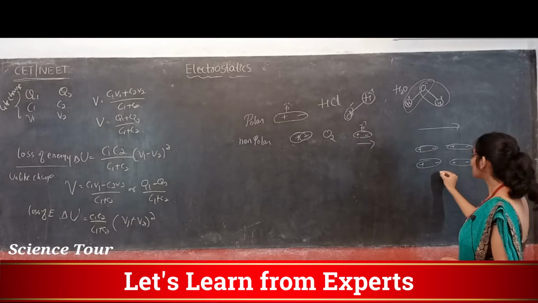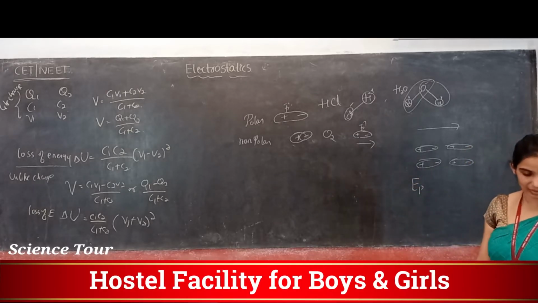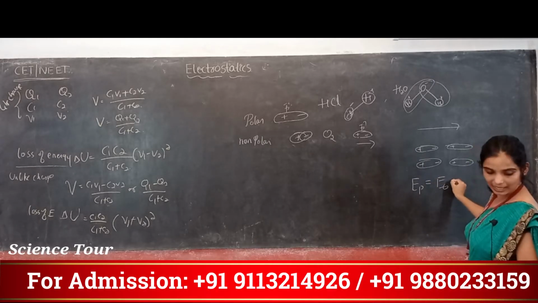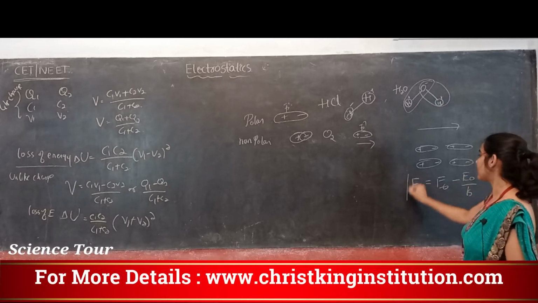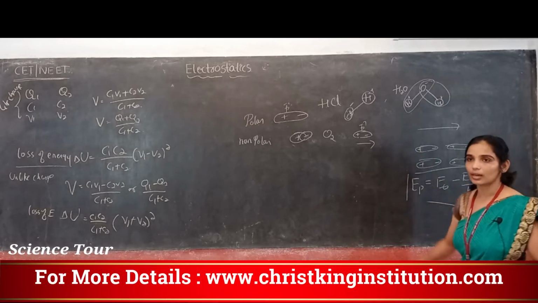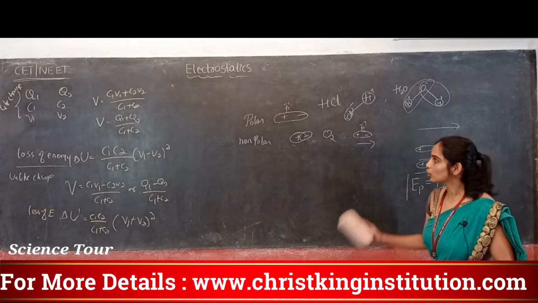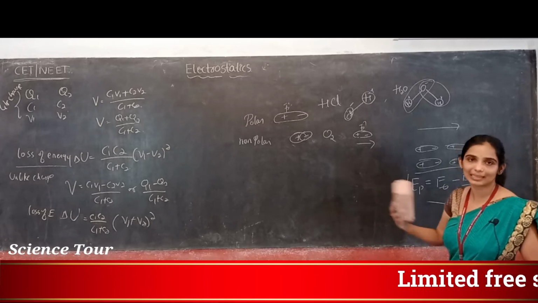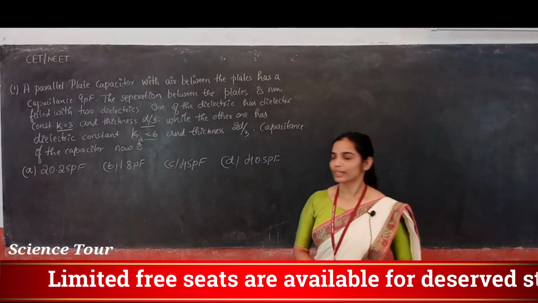That induced electric field, if I denote it as EP, will be equal to E naught, which is the applied electric field, minus E naught divided by K. K is the dielectric constant of this dielectric material. Okay. We will discuss this as we solve problems, because you will get a clearer understanding along with the problem.